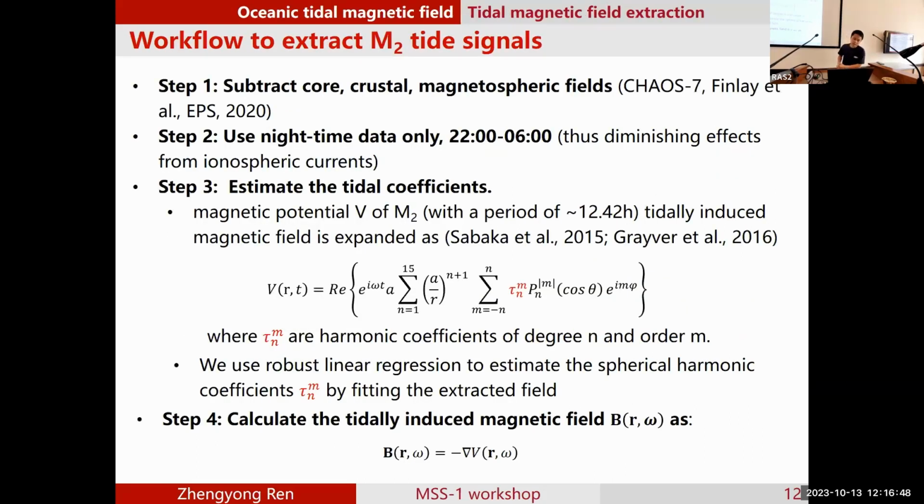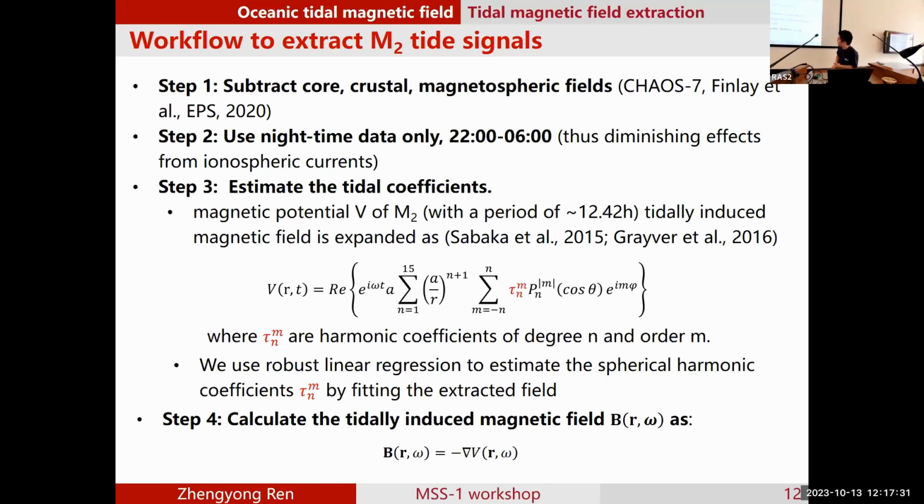Okay, let's go to the second part, the oceanic tidal magnetic field. The workflow to extract the M2 tidal signals is similar to that used in mantle conductivity imaging. In step 1, we subtract core, crust, and magnetospheric fields. And we also use only nighttime data. Then we express the magnetic field potential as follows. And we can use this model to fit the residual field, and we can obtain the coefficients.